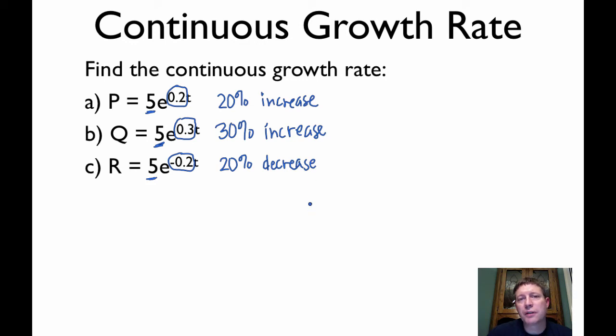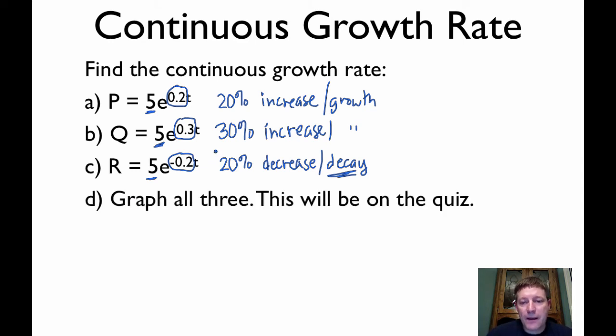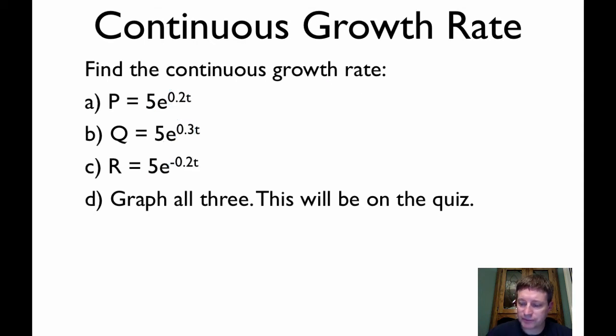So it's exponentially decaying. Sometimes we use the words growth or decay. So these two are both growing, and then this one we might call a decay. It depends on the situation. If this is a science problem where you have radioactive decay, then this would be the type of number you would expect to see in a formula for continuous decay. What I would like you to do is to graph all three of these on your calculator using the same window, and there will be a question on the quiz regarding those later.